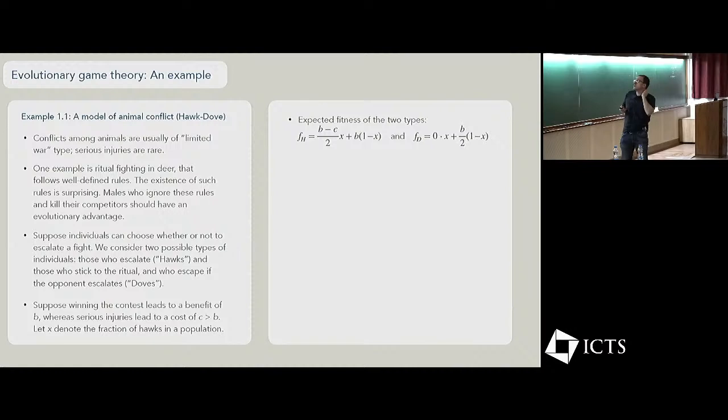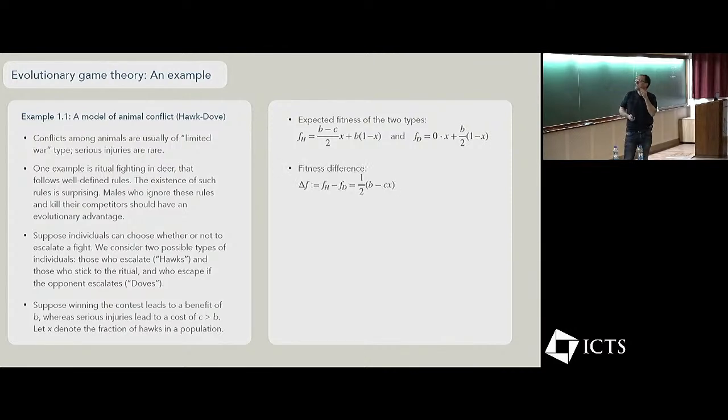All right, so we can now calculate the expected fitness of the two types. Now, suppose you are a hawk. Then with probability X, you meet another hawk. And then either you win or you lose. If you win, you get a benefit, B. If you lose, you get a cost of minus C. And because you're equally strong as the other hawk, there is a probability of 1/2 for each. Now, if you meet a dove, you will try to escalate, and the dove will run away. So if you meet a dove, you actually get the benefit for sure. So this is the payoff function of the hawk. It obviously depends on the fraction of hawks in the population.